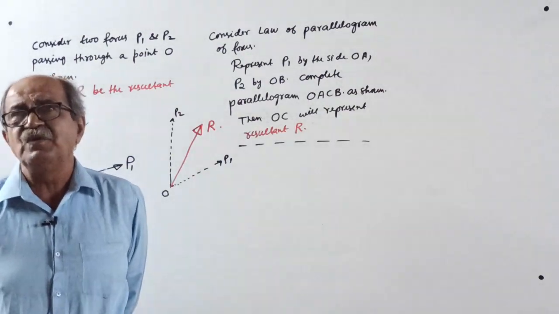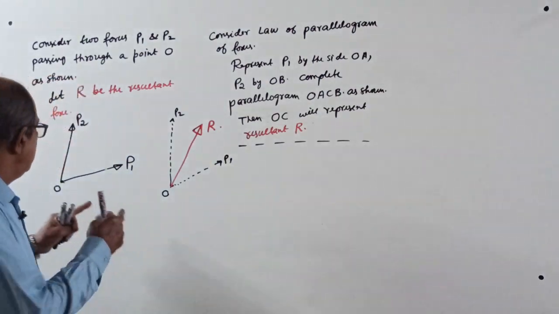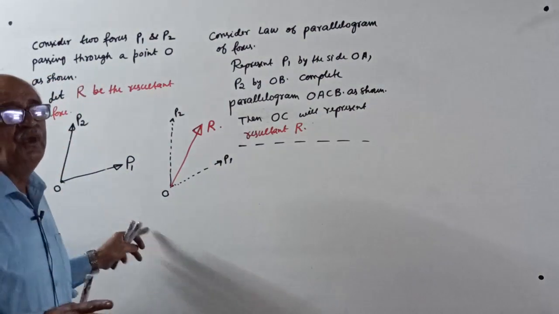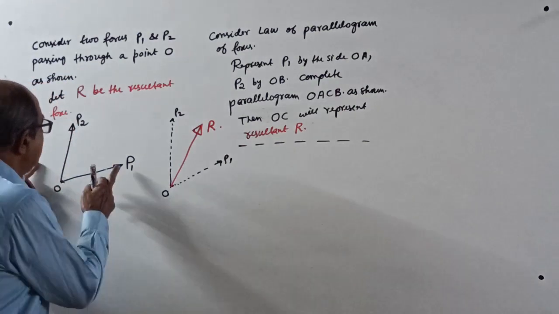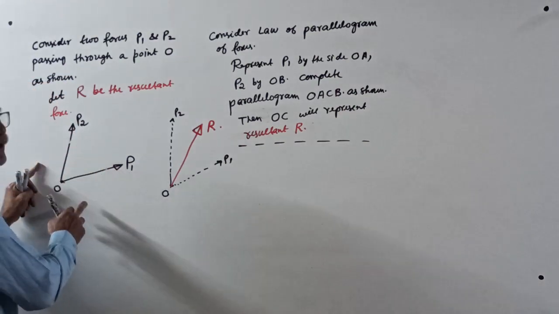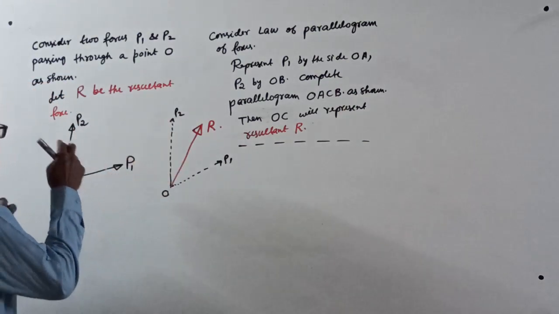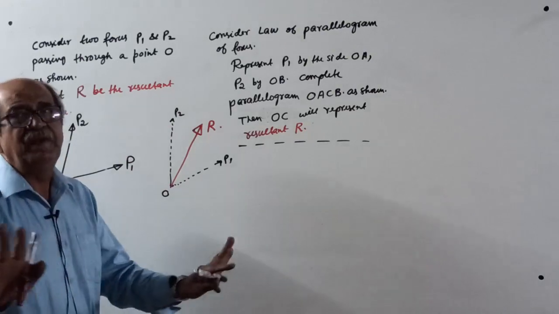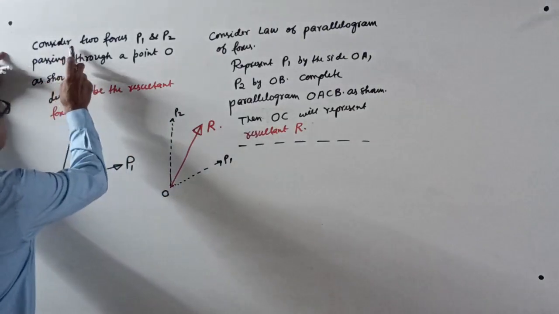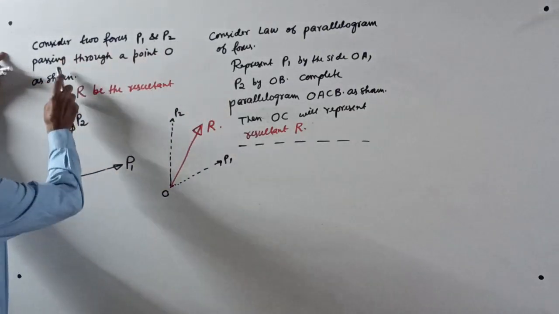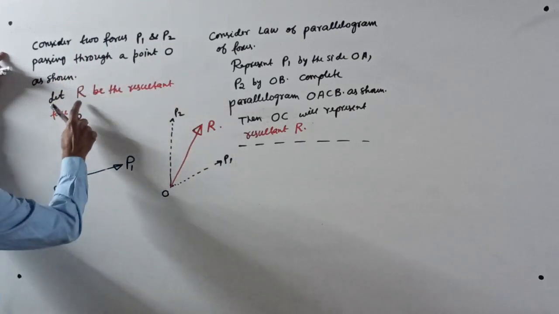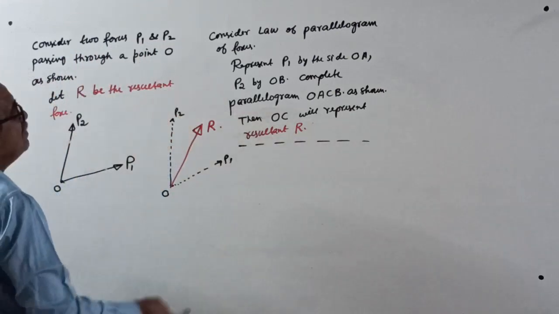The logic of that one, I will tell later. Same here also. For the proof, we are considering two concurrent forces. What logic was given there? Same logic here also. Okay, leave it now. Consider two forces P1 and P2 passing through a point O as shown. Let R be the resultant.